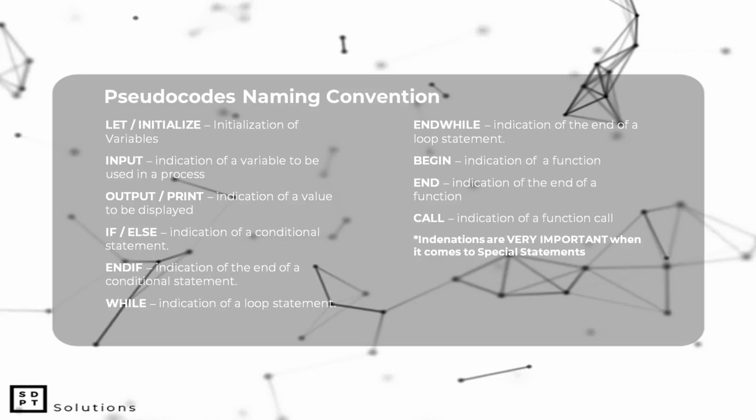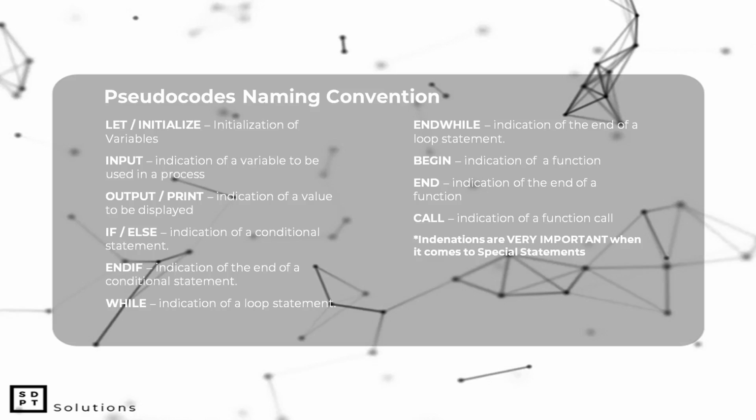Then, if else, indication of a conditional statement. Yun na nga yung mga program na merong iba't ibang outcome. So, wag na natin muna masyadong pahirapan yon. We have the end if also. Ginagamit yan at the end of a conditional statement, para lang malaman natin na tapos na yung conditional statement.